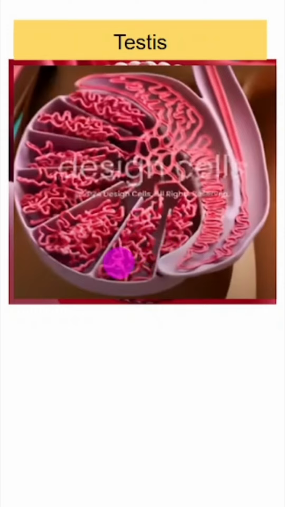So spermatozoa will move out through the lumen, not from the outer region. Through the lumen into rete testis. Rete testis will join into vasa efferentia, followed by epididymis, and this is vas deferens.